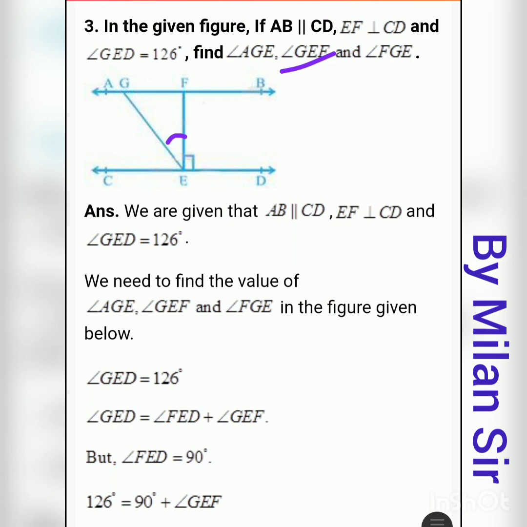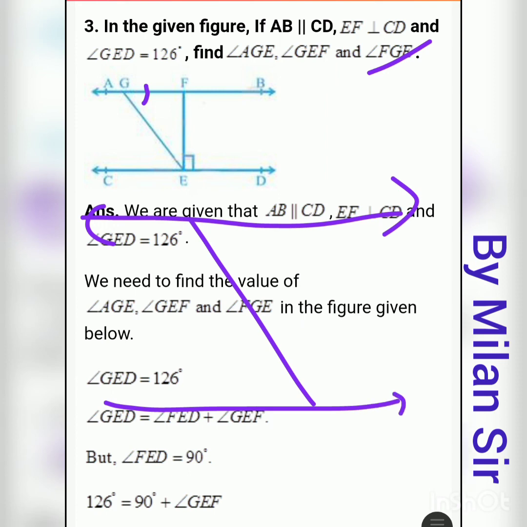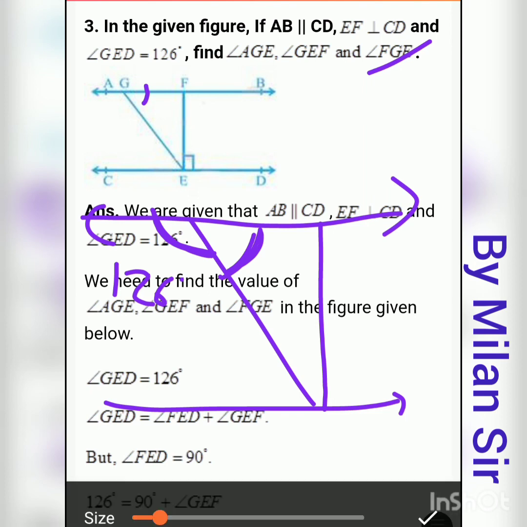Okay, now we need to find the third value, FGE, that means this angle. Now if we zoom this figure, and this type of figure is there, we need to find this angle. Here one more line is there, but right now we do not need it. This angle we already found, AGE, 126. Now if we look at these two angles, this one and this one, together they form one line. So these two are linear pair of angles.